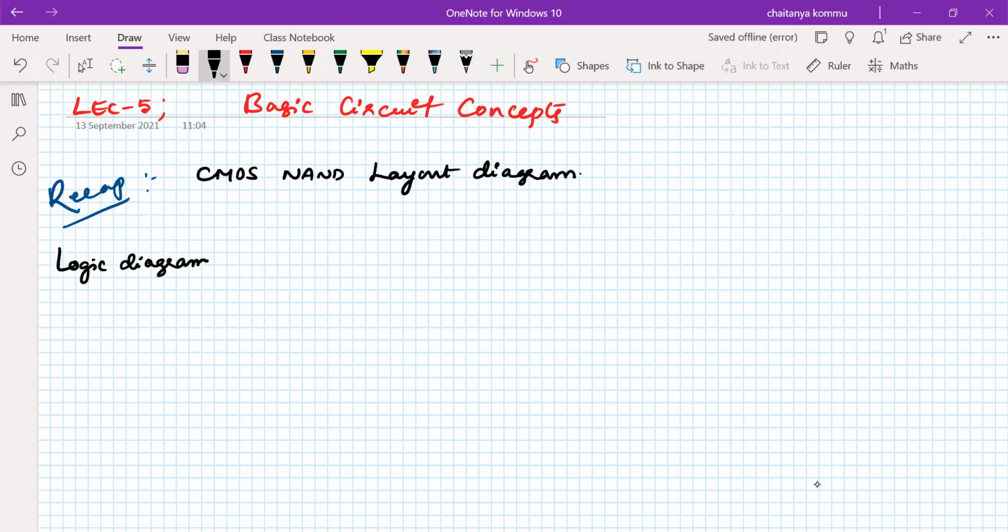What is the logic diagram here? The logic diagram is this one, the NAND gate. What is the logic expression? With inputs A, B and output Y, the logic expression is Y equals (A and B) whole bar. So this is the logic diagram. Then what is the circuit diagram for this?